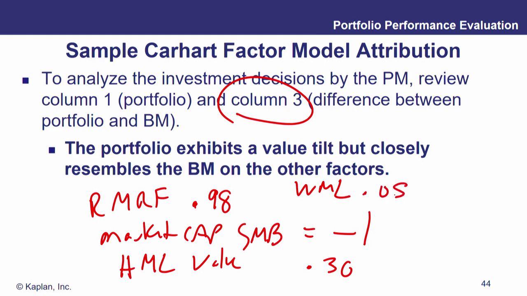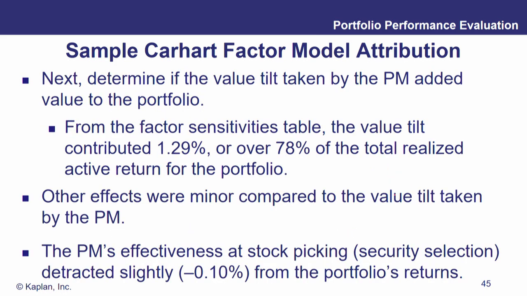So when we analyze our portfolio, just understanding what we have, our portfolio is going to exhibit a value tilt. It's large cap as well, but it resembles the benchmark on the other factors. Okay, and you'll see that in the differences in column 3. Outside of the value tilt, our portfolio is pretty close to the benchmark. Okay, so now this is the most important thing. I want to figure out that value tilt that was taken by the portfolio manager. Did it add value to the portfolio?